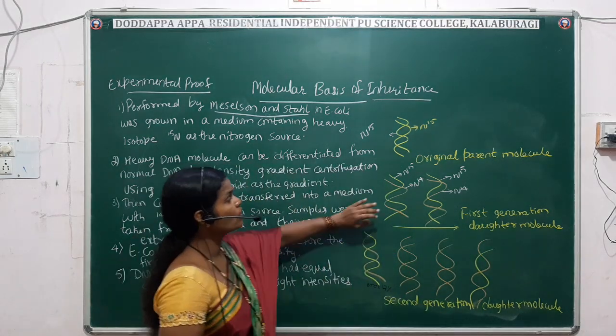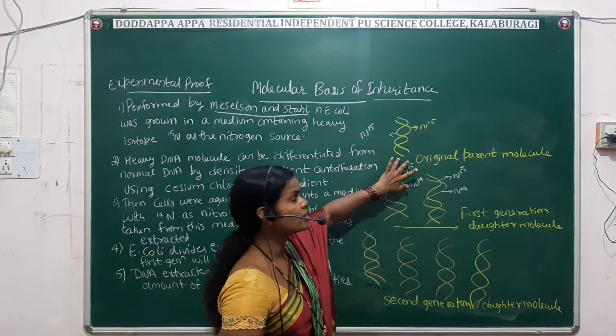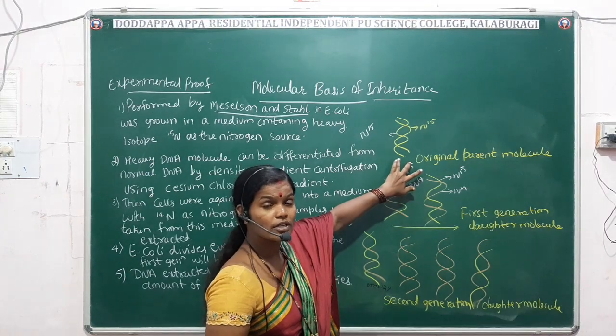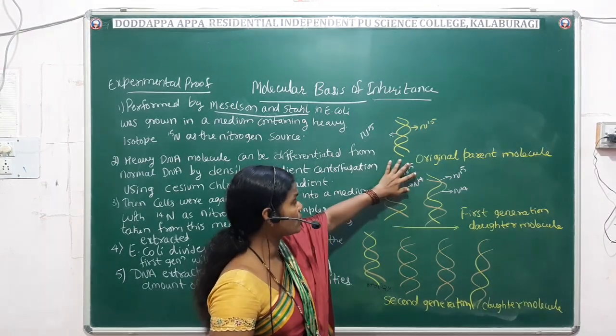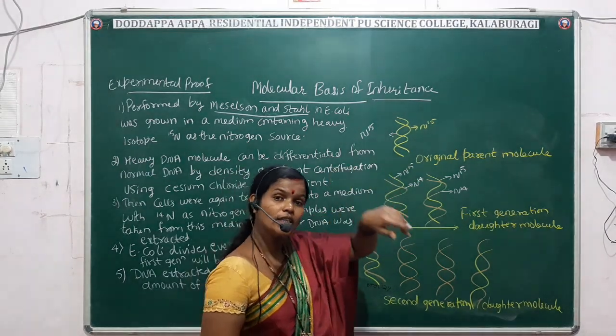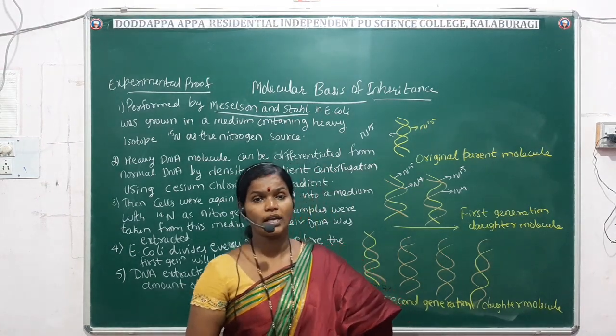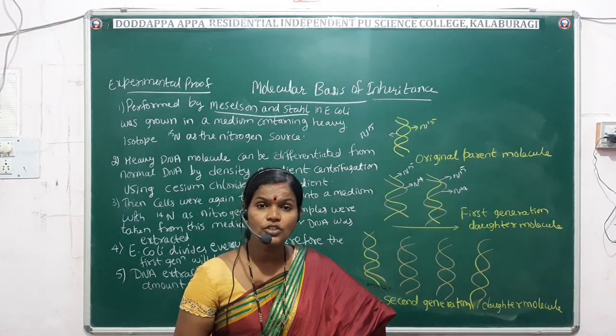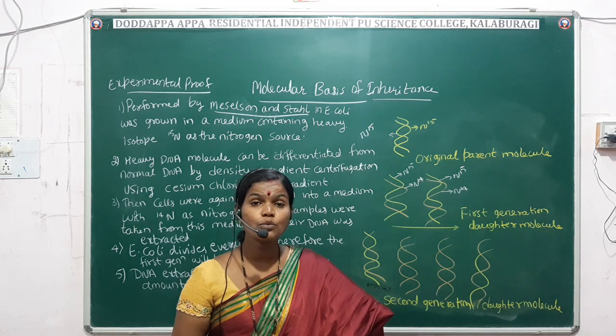See here, the original parental DNA is cultured in the radioactive isotope nitrogen as a source. Okay. Further, the 14th generation of the E. coli bacteria. Students, what does the 14th generation of the E. coli bacteria mean? E.